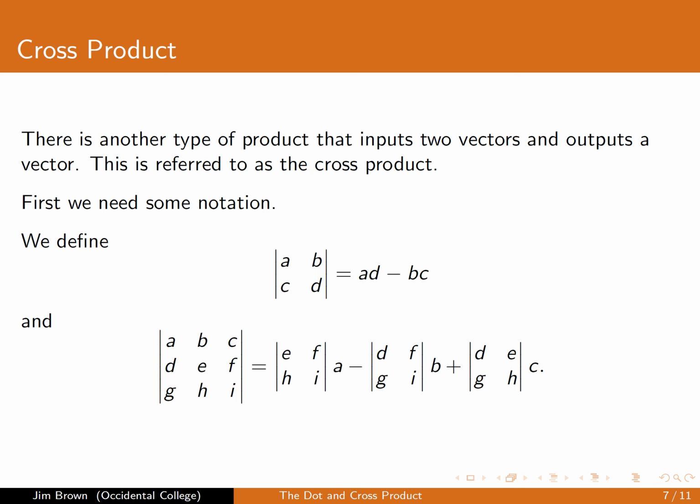you take the upper left entry, multiply it by the bottom right entry, and then subtract the upper right entry times the bottom left entry. So this times this minus this times this.